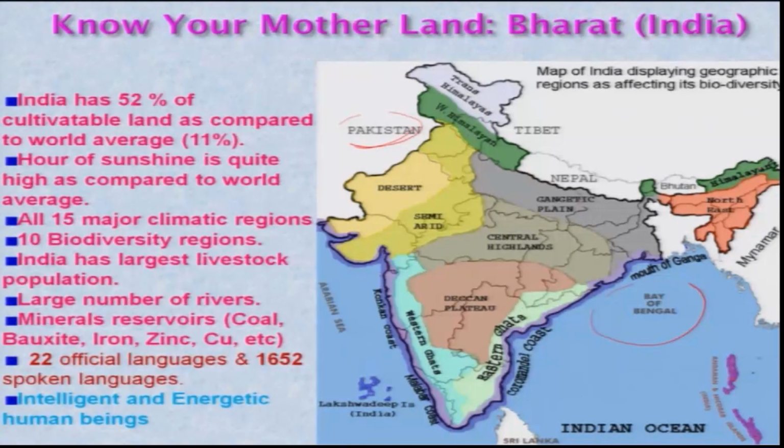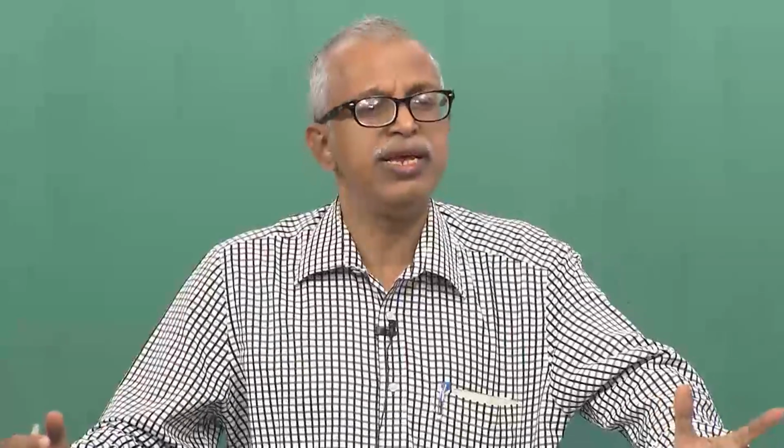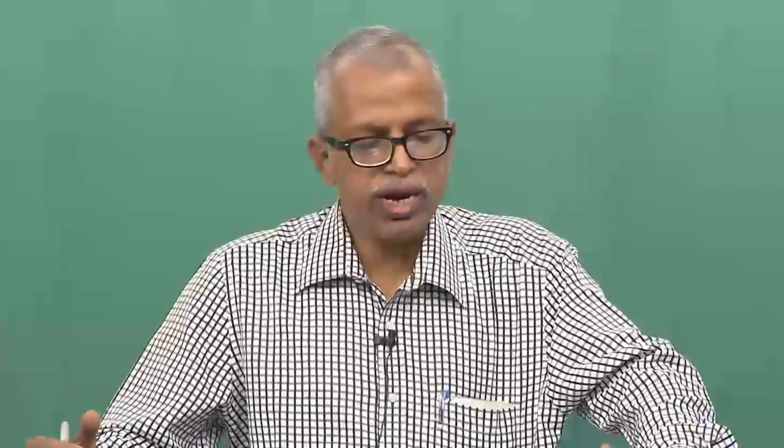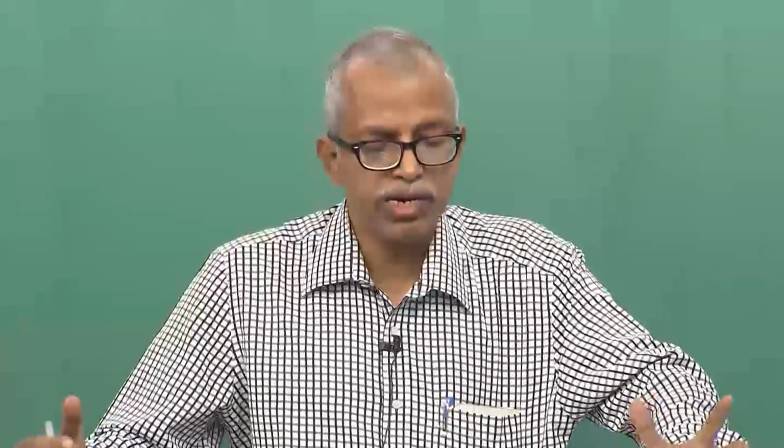We are fortunate enough to have this country, because this country has 52% cultivable land as compared to the world average, which is 11%. That means food is very important, because as our scripture says, Anna Pratishta Deva. Food is really very important for our life, and we can get it very easily in this place because in our country cultivable land is quite large.